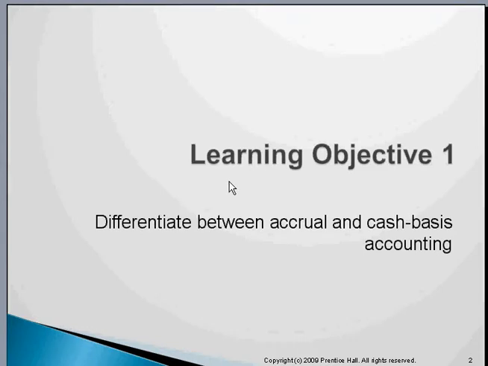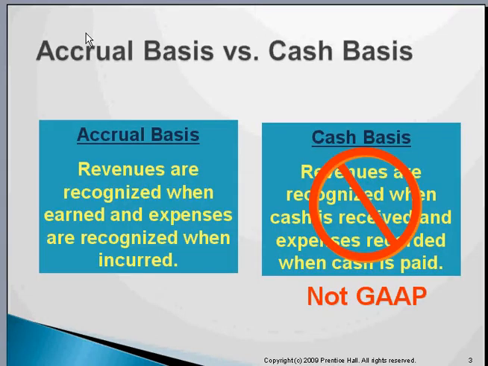Chapter 3 is dealing with the adjusting process, and our first objective is to differentiate between accrual and cash basis accounting. Okay? Accrual basis versus cash basis.